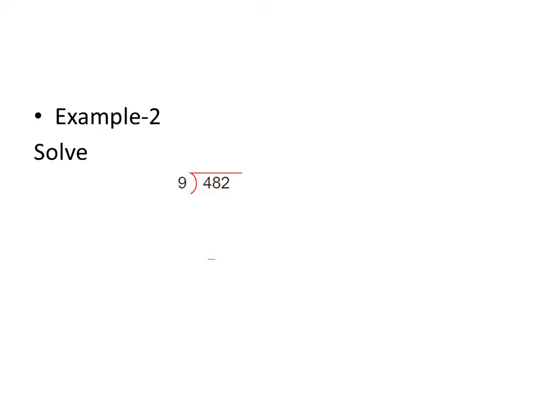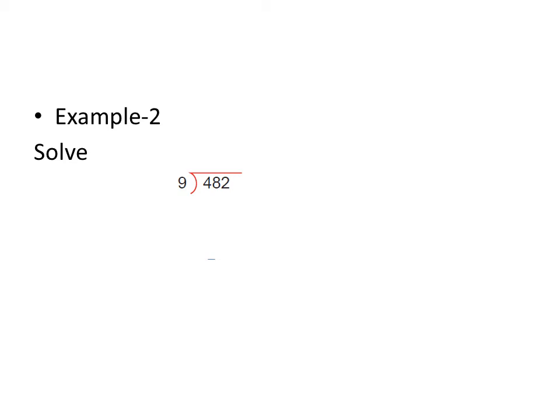Now it becomes 48. Now recite the table of 9 till you get the number 48. 9 ones are 9, 9 twos are 18, 9 threes are 27, 9 fours are 36, 9 fives are 45, 9 sixes are 54, 9 sevens are 63, 9 eights are 72, 9 nines are 81, 9 tens are 90. 48 does not come in the table of 9. Then what will you do? Recite again the table of 9 till you get the number which is just less than 48.